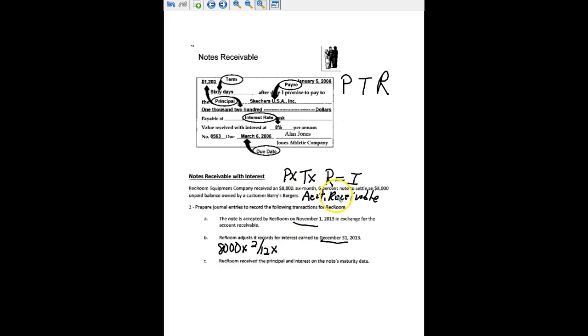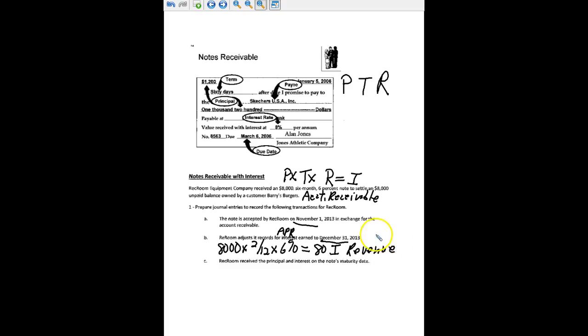And then the interest rate was 6% annually. So I have a 6% annual interest rate. I have 2 out of 12 months. Notice I did not do 2/6 because the interest rate is an annual percentage rate, APR, annual percentage rate. So if the rate is annually, then I have to stipulate time in terms of 1 year as well to be consistent. 1 year, 1 year. So 8,000 times 2/12 times 6% is $80. And that is the amount of interest revenue that has been earned.